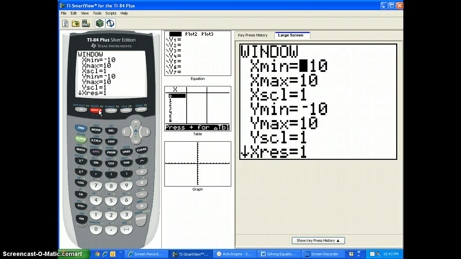Well, first of all, we want to adjust our window, and here we will change the x min and x max based on the information that you have in your notes. So I am changing the x min, x max, and my x scale. And you can use your down arrow and your right arrow key to navigate through the screen. The X res only speeds up the actual graph.